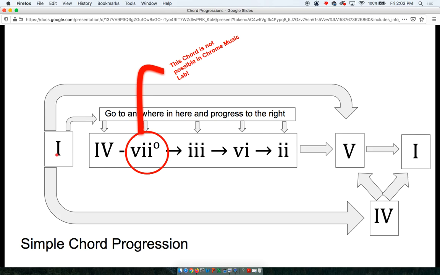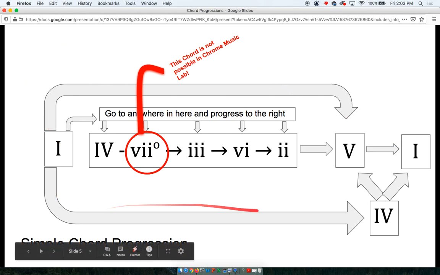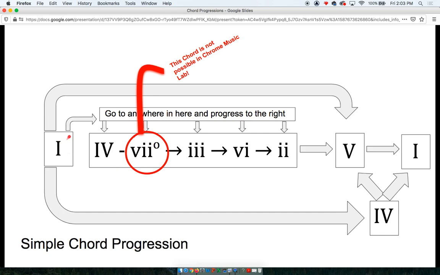And you have a choice. You can either go to the 5 chord, which then will go to the 1 chord. Or you're going to go to the 4 chord, which will go to the 1 chord. Or it could go to the 5 chord and then go to the 1 chord. Or you could start on the 1 chord and you could go into one of these chords, and then you're going to progress to the right.